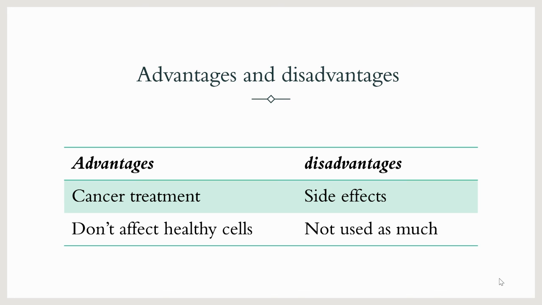Another advantage is that it doesn't affect healthy cells. So in the process of killing the cancer cells, the healthy cells are not killed or affected. And another disadvantage is that they aren't used as much. This means, because they created a lot of side effects, they weren't as widely used as treatments as scientists had originally thought they might be. So that's all you need to know for this topic of monoclonal antibodies.